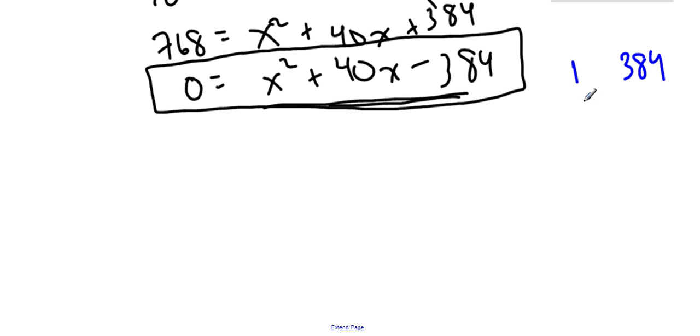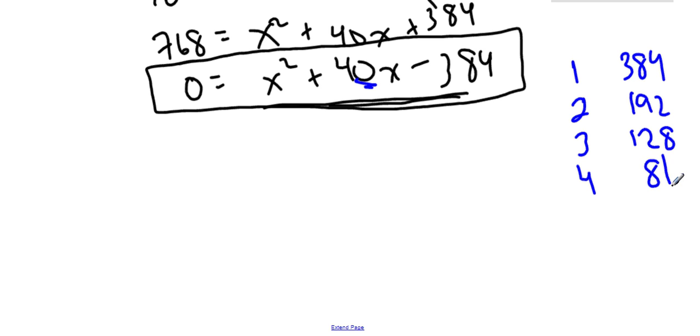And I'm just doing this to remind you how to find factors if you're really not familiar with some of the numbers. 2 and 192 would have a difference of 190. That's not what I want. 3, and in my calculator I'm just doing division, and 128 would have a difference of 125. Again, I'm looking for 40. 4 and 81 would have a difference of 77. That's not what I want.